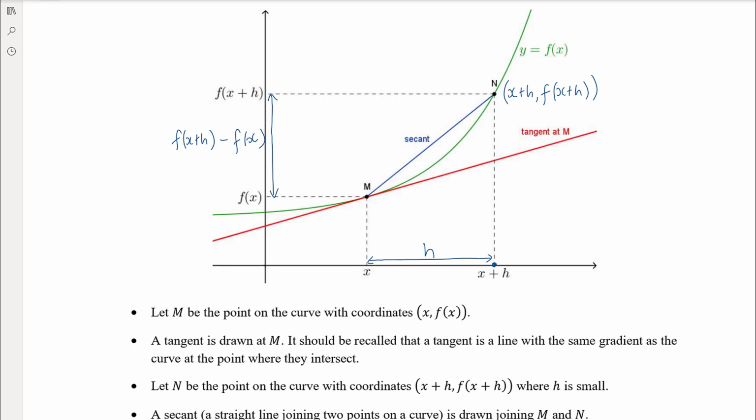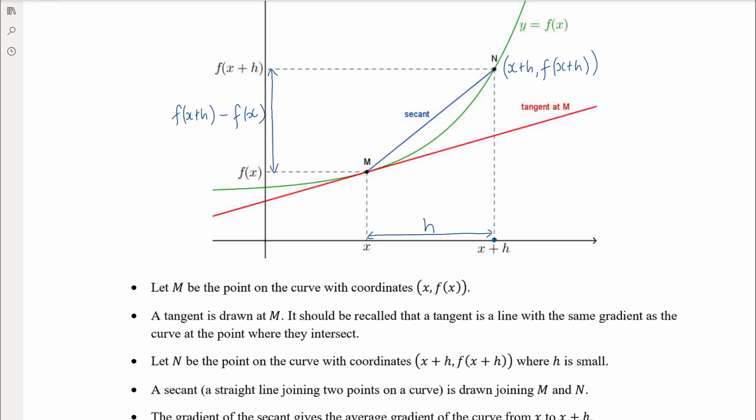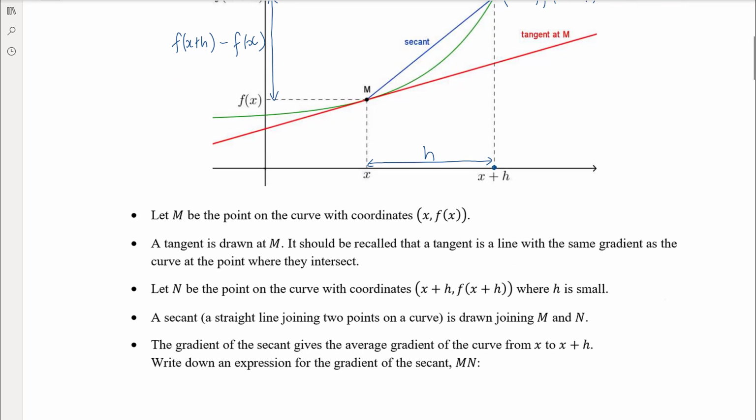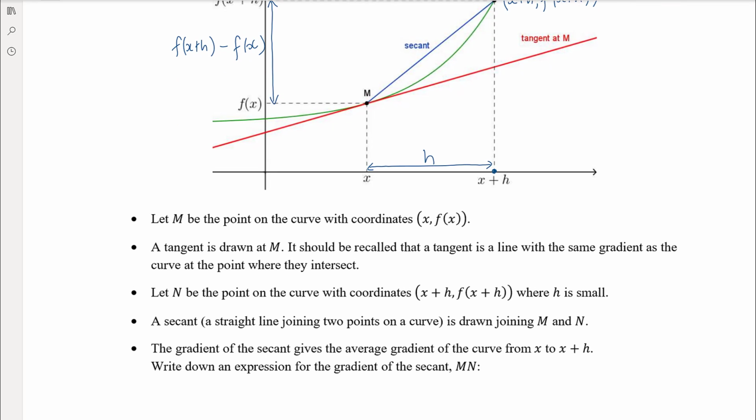So we've got to imagine here we've really zoomed in close to these points on this graph. So we're looking at a very enlarged version of something, and those points M and N are actually very, very close together because h is a very, very small value. A secant, a straight line joining 2 points on a curve, is drawn joining M and N. Great, we've talked about that. And the gradient of the secant gives the average gradient of the curve from x to x plus h.